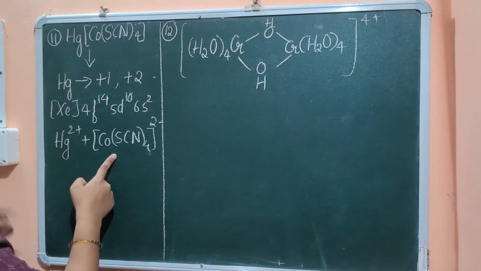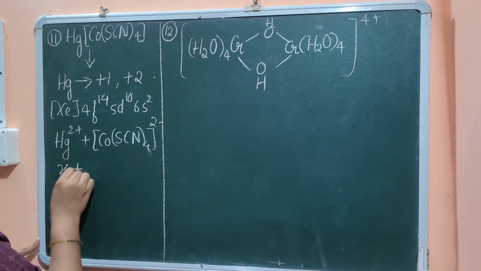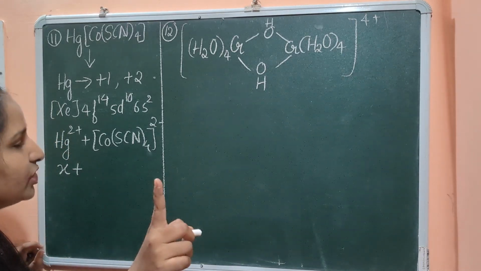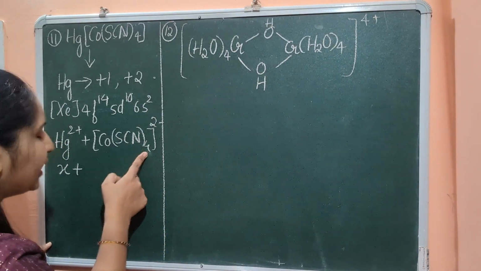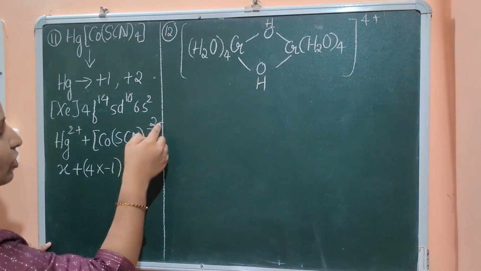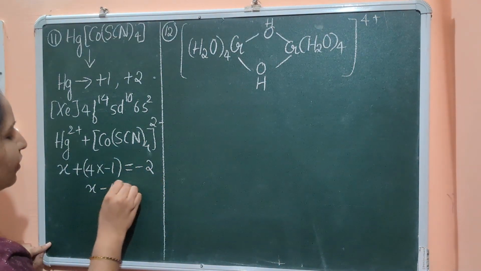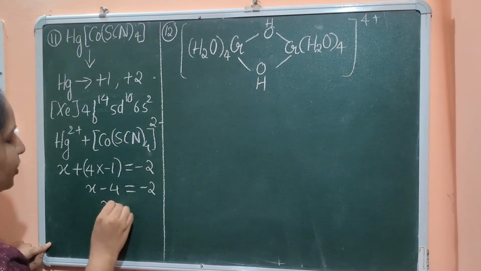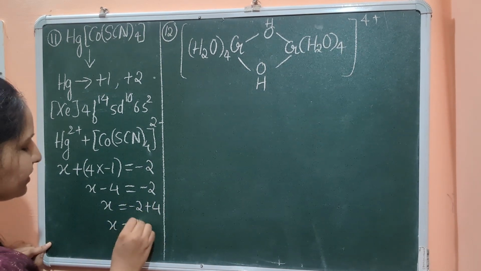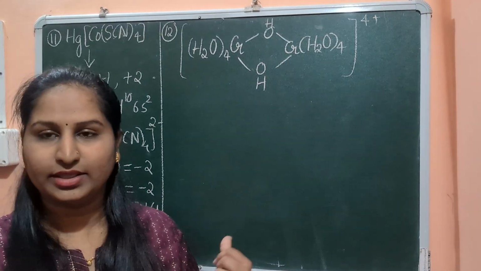Now finding out the oxidation number of cobalt in this case, let me take it as x, plus the thiocyanate ligand, that is SCN ligand, has a -1 charge. How many are there? 4 ligands are there. So it is 4 multiplied by -1, and the charge on the complex is equal to -2. So x minus 4 is equal to -2. x is equal to -2 plus 4. So the oxidation number of cobalt in this example is +2.